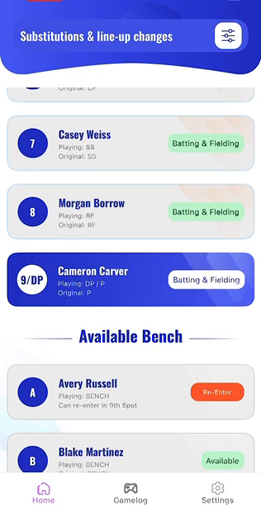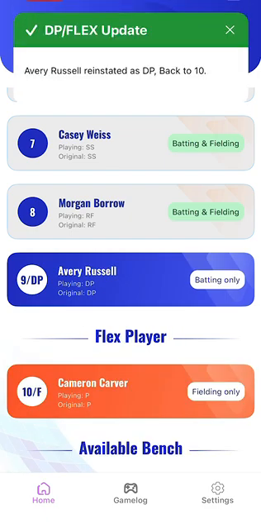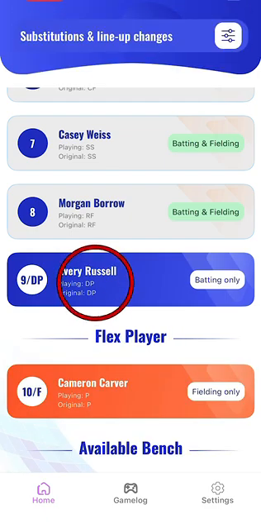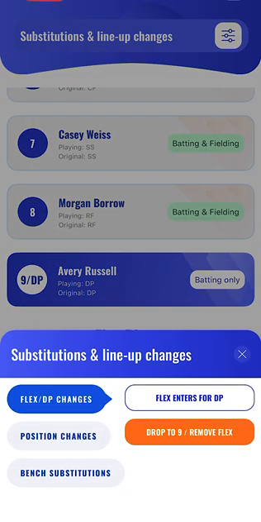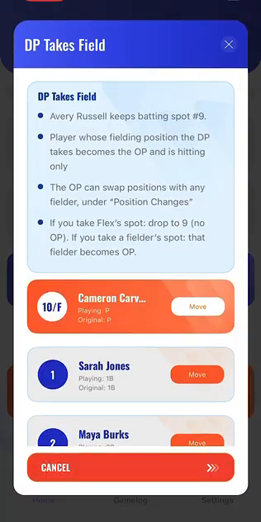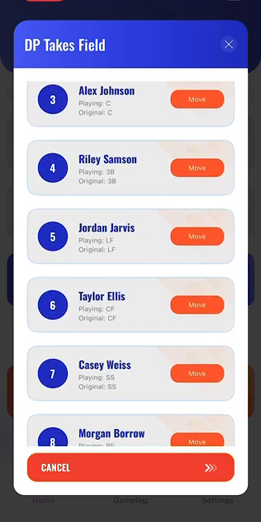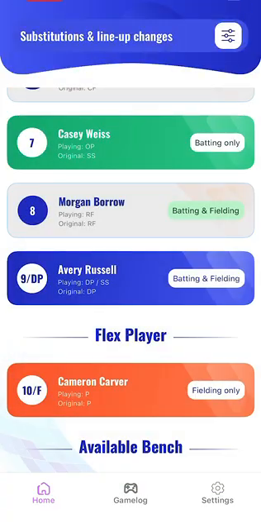So now Russell comes back into the 9 spot, back in the DP spot. That's the only place Russell can re-enter to. Carver is back in the flex, and now we have Weiss at short, so we just need to make clear, hey, I want Russell, my DP, into the shortstop position, and of course that's going to make Weiss the OP. So we'll make that change again here real quick. We're going to go to DP takes field, and we're going to do what we did at the start. So Weiss now is our OP, offensive player batting only.